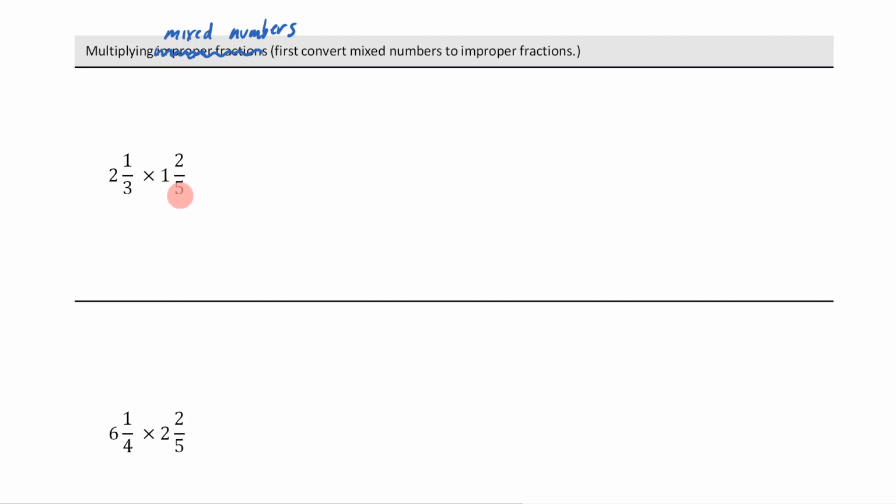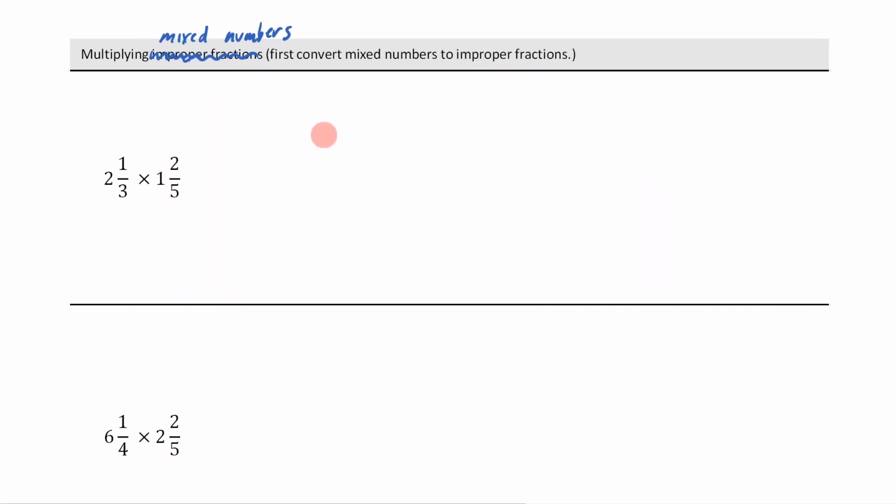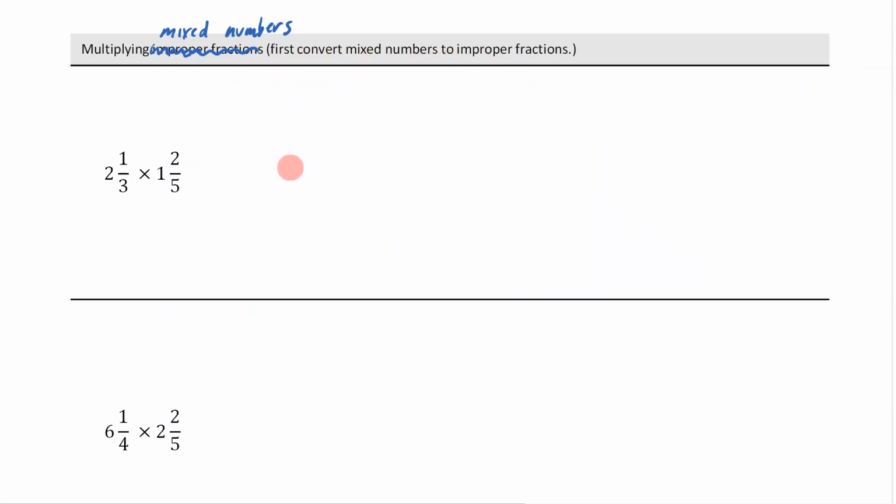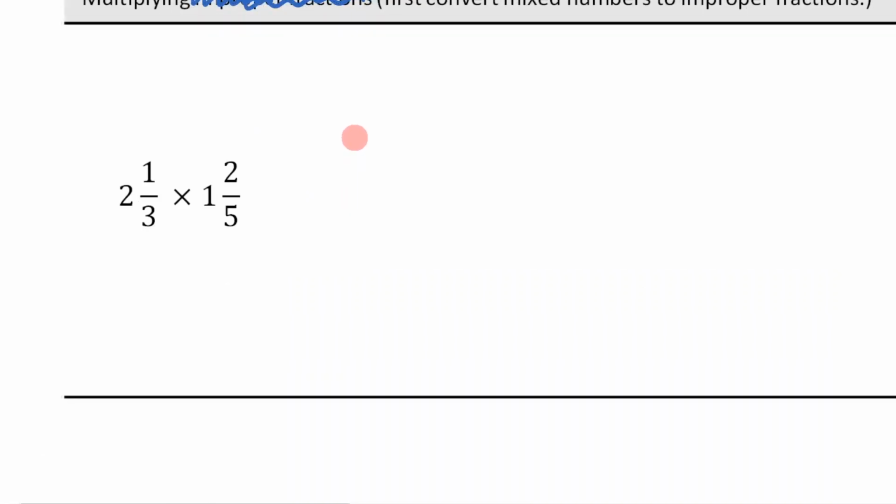So here we're multiplying mixed numbers. You first convert mixed numbers to improper fractions. So this is kind of an extension of multiplying improper fractions. So when you're multiplying mixed numbers, first convert mixed numbers to improper fractions. So this right here should say mixed numbers. So make sure you change that. Okay, so first step, first convert mixed numbers to improper fractions. So we know how to do this. Let's zoom in and let's give it a go.